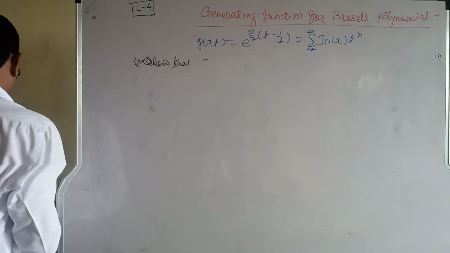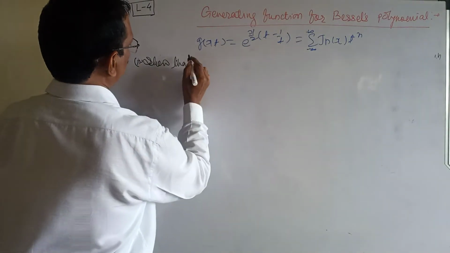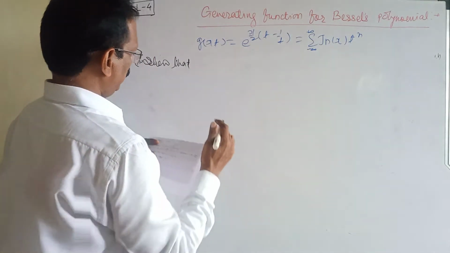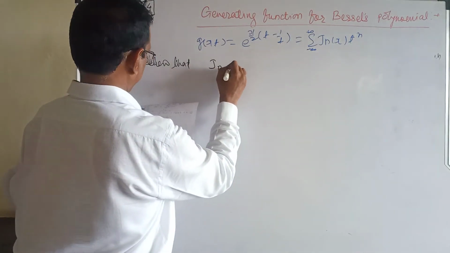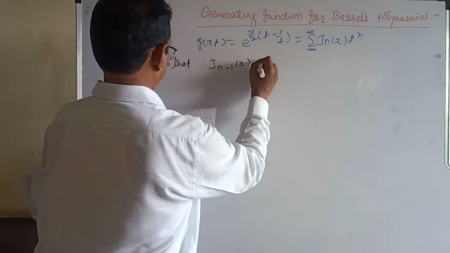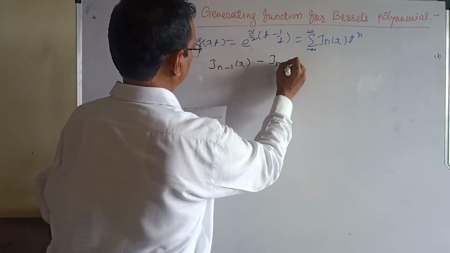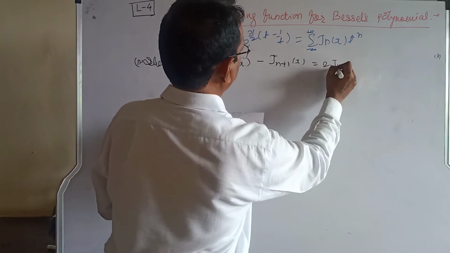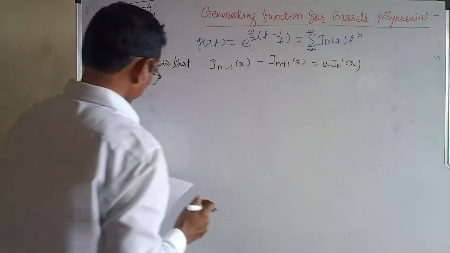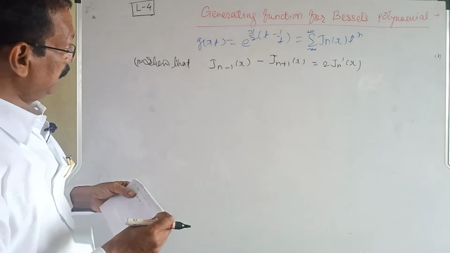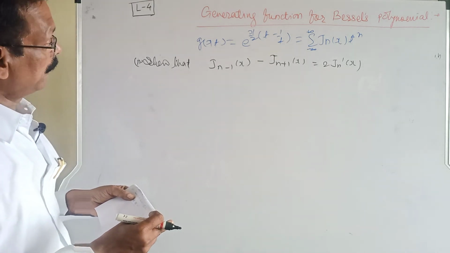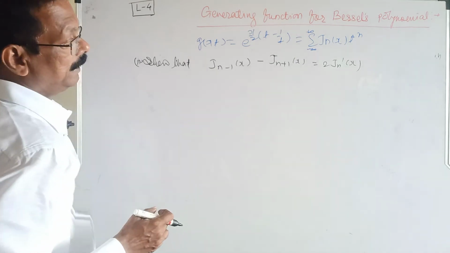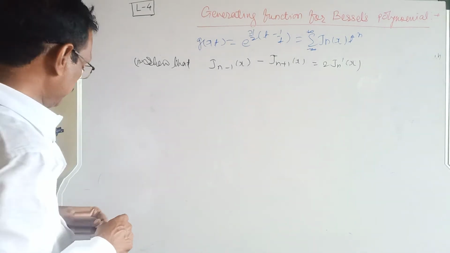Now the last example: show that J(n-1)(x) minus J(n+1)(x) is equal to 2 Jn dash of x. So read the example carefully here. J(n-1)(x) minus J(n+1)(x) is equal to 2 Jn dash of x. So this is another type of example here.